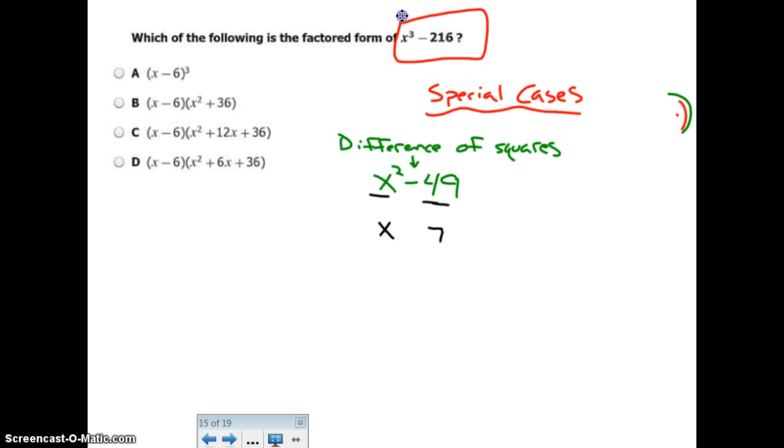Okay? So when you factor x squared minus 49, you're going to have two factors. You're going to have x minus 7 times x plus 7. Okay, and that's how you do a difference of squares.